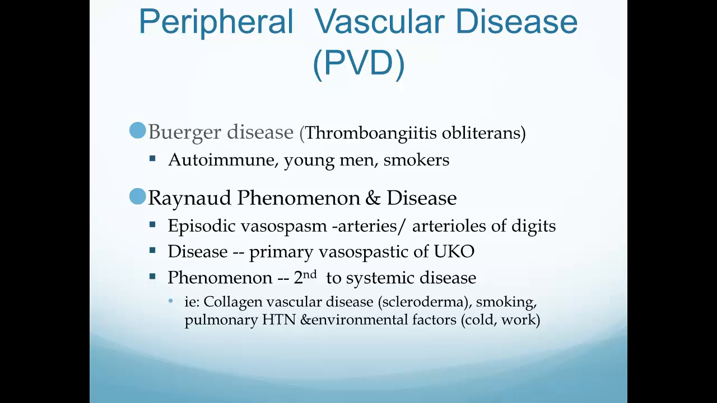Raynaud phenomena and disease is a situation where we get episodic vasospasm. So the patient has some episodes where they have vasospasm occurring in the arteries and arterioles, primarily of the digits, so it's primarily of the hand. And this can be stimulated by a number of different things, but one of the main things that predisposes somebody to Raynaud's phenomena is going to be collagen vascular disease like scleroderma, or smoking. Smoking can also predispose somebody to developing a peripheral vascular disease.